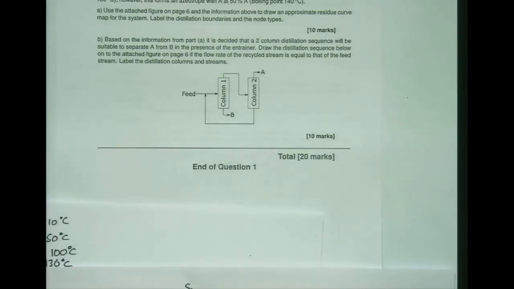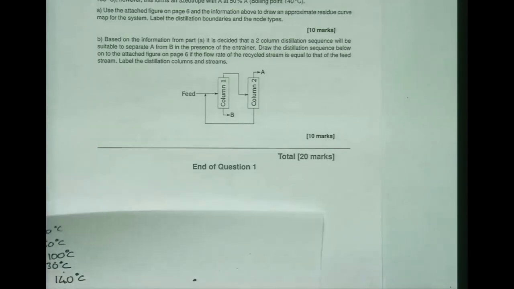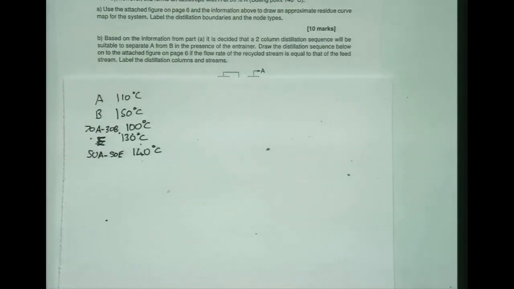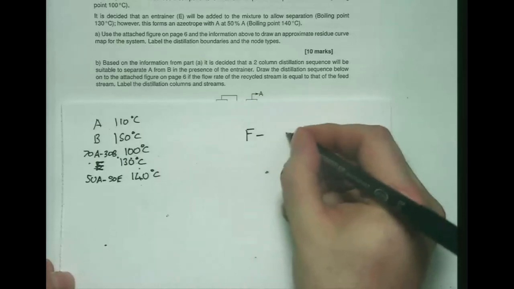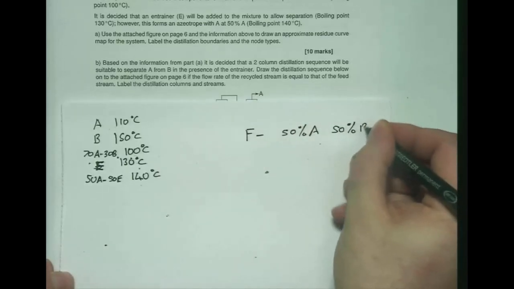So if we move on to part B, part B is saying that now we've actually drawn our approximate residue curve, let's actually use that residue curve to start to design our distillation separation for the feed that we're actually told. So the first thing we want to do is look at the information. So if we go back to the start of our question, we're told that we have a 50-50 mix of A in B. So the feed is 50% A, 50% B, okay?